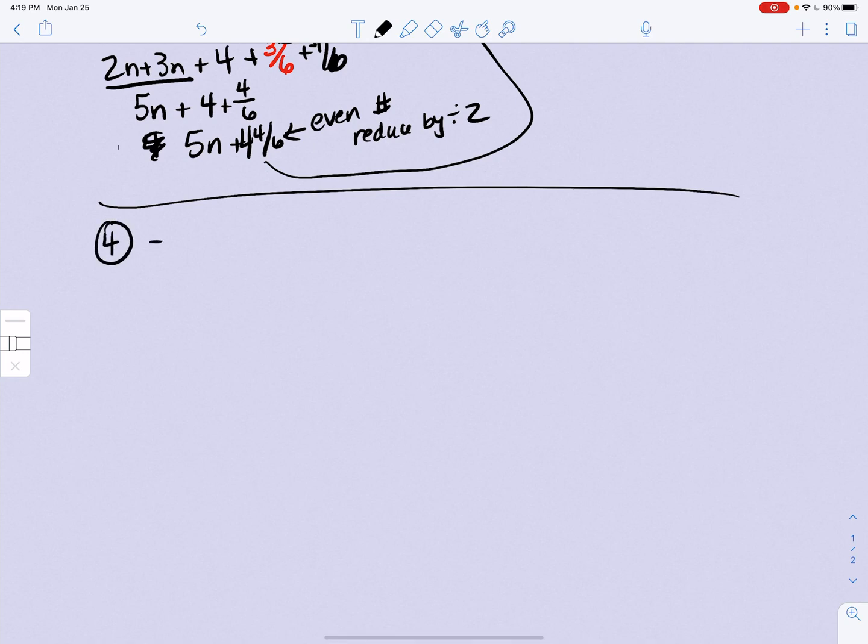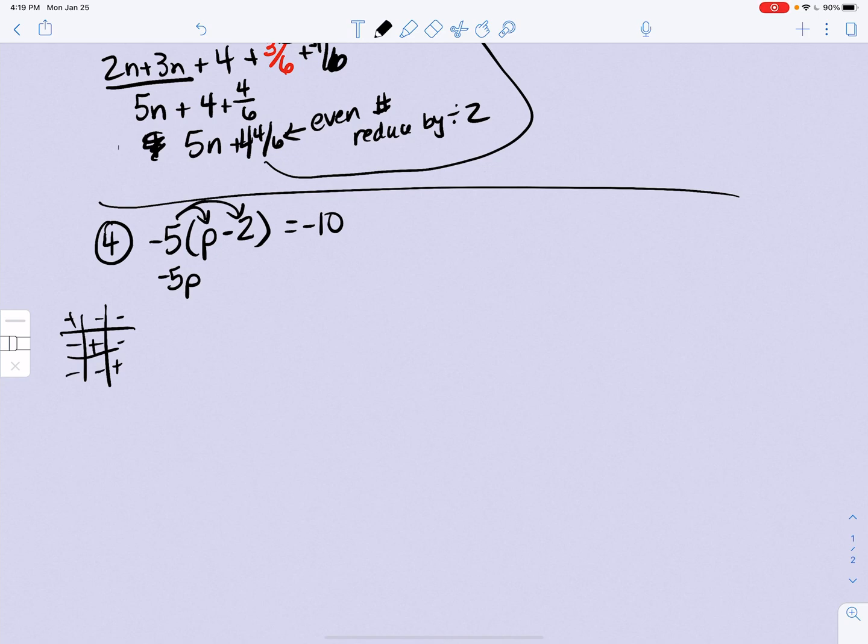Number 4 says -5p minus 2 equals -10. I still have to use the distributive property. -5 times 1p means I have -5p's. -5 times -2. Well, let's see what happens here. Okay, I've got my tic-tac-toe. Negative times a negative becomes positive. So that'll be a +10 equals -10.